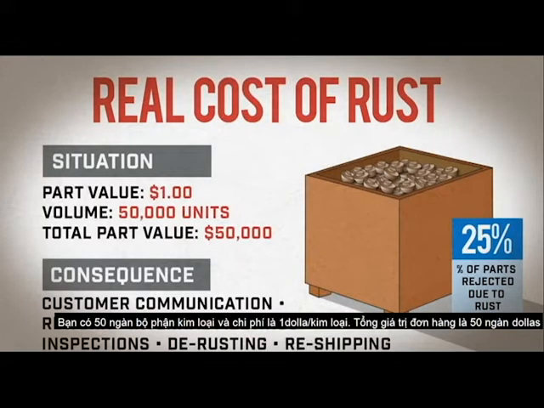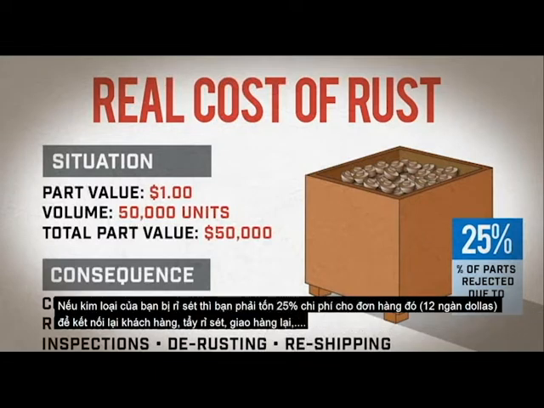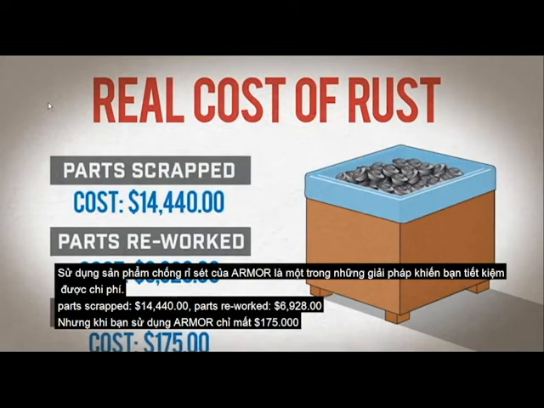So here's the situation you bring to that meeting. You have 50,000 units, and those units are worth $1. And then if you look over on the right-hand side of your screen, you would say, okay, 25% of those units were rejected due to rust. At first you might think, oh, well, that's about $12,000, which is a lot. But what we want you to be able to show your customers is the additional consequences of rust, or those additional costs. The customer communication, the internal meetings, the de-rusting, the reshipping. We have broken this down for you in the real cost of rust slide.